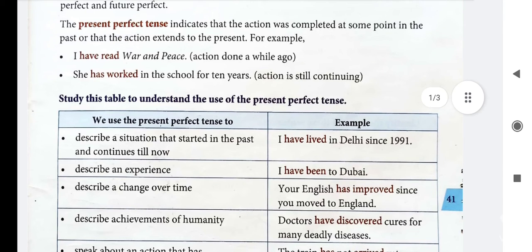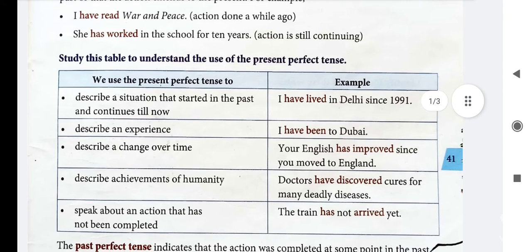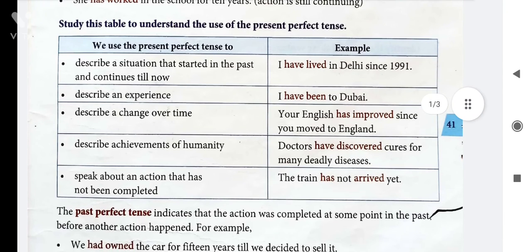So in present perfect tense, we will be using two things, that is have and has. This is a small tip, especially for has. It is used when we are using he, she or it. In that sentence we will be using has. Okay? So now let's see the table. Study this table to understand the use of the present perfect tense.